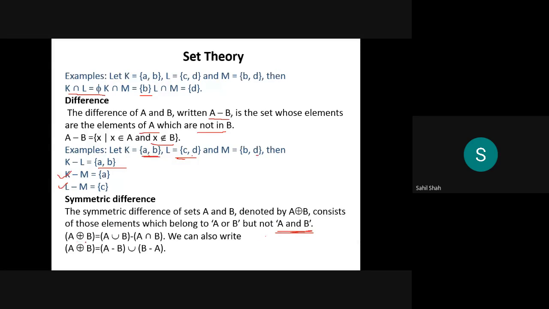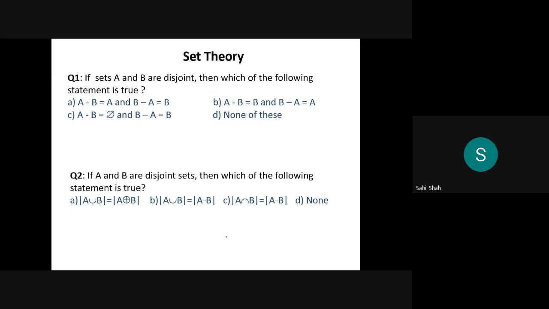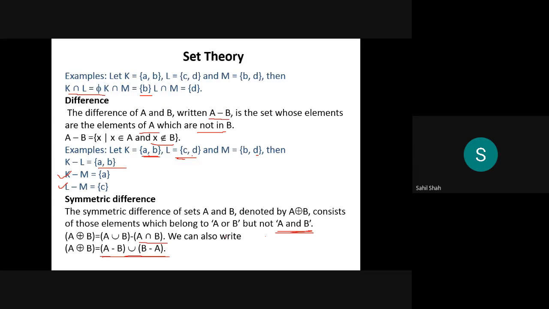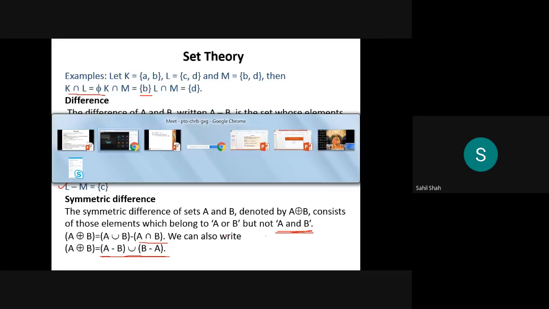The symmetric difference of A and B is nothing other than (A minus B) union (B minus A). This can also be written as (A union B) difference (A intersection B). Don't get confused. We are going to have several examples on this. I am just trying to introduce you to the operations on set theory. So we have seen union, intersection, thereafter difference, and the symmetric difference.